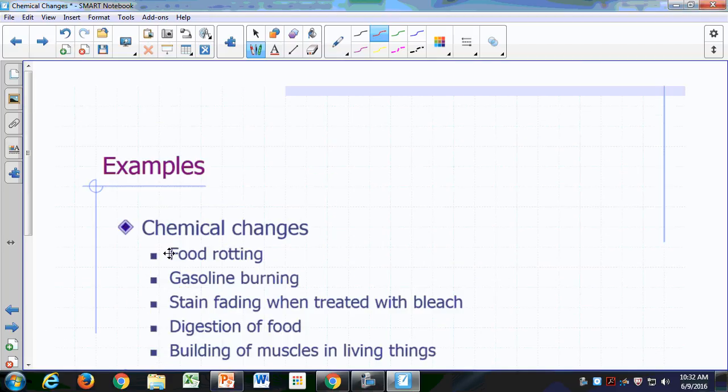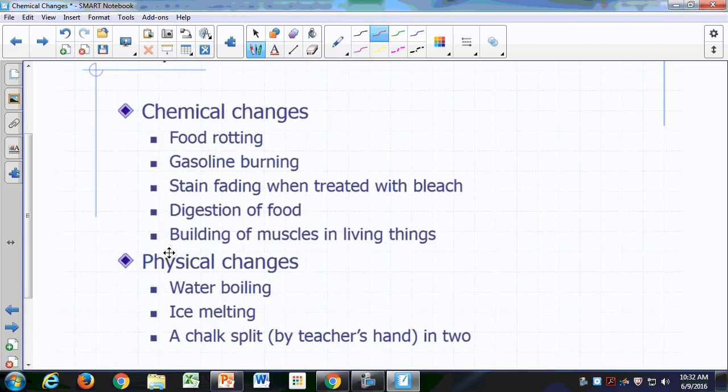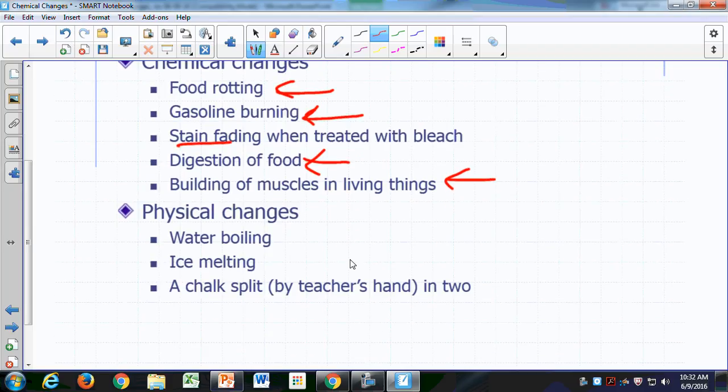So here are a few examples of chemical changes that you should know are chemical changes. Food rotting is an example of a chemical change. Burning of gasoline is a chemical change. When you treat a stain with bleach and it fades, that's a chemical change. Digestion of food is a chemical change. Building of muscles in living things. In fact, every living thing is just one big chemical factory. There are a lot of chemical reactions going on within living things. That's what living is all about, at least at the atomic level.